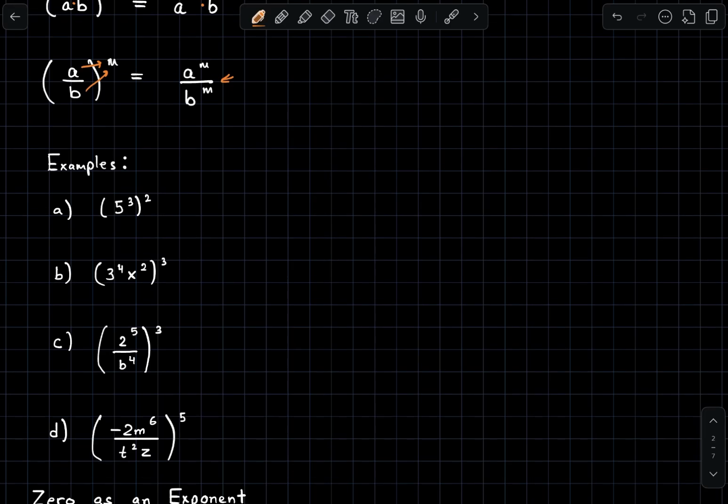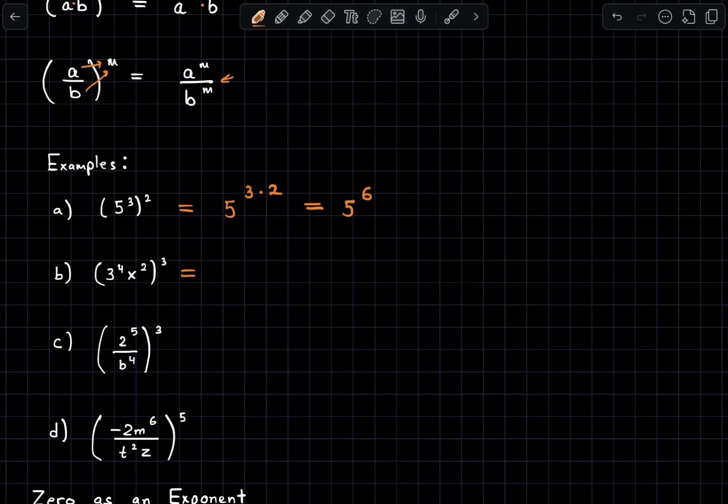All right, so let's consider a few examples here. So for example A, this is 5 to the third power raised to the second power. So we're going to go ahead and we're just going to multiply those exponents. And that's going to give us 5 raised to the 6th power. And we don't have to, for the purpose of this example, simplify further than that right now.